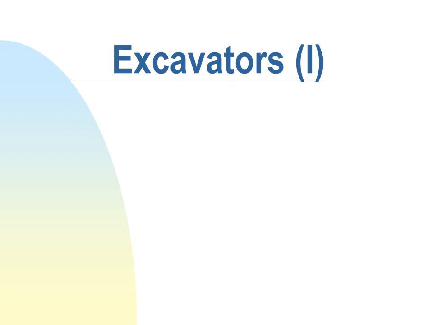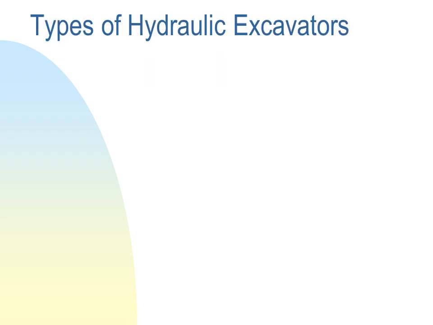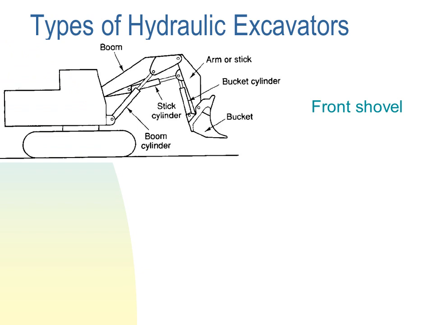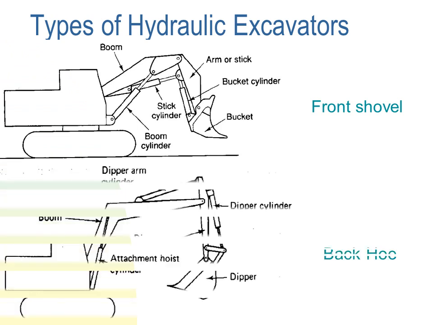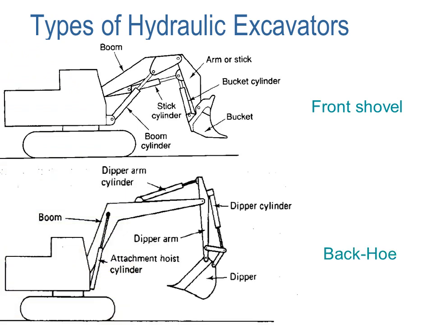Good afternoon, everybody. This is the first presentation about excavators. This one will discuss backhoes and front shovels. So, hydraulic excavators, mainly backhoes and front shovels. The main difference between the two is the orientation of the bucket relative to the arm and the boom.